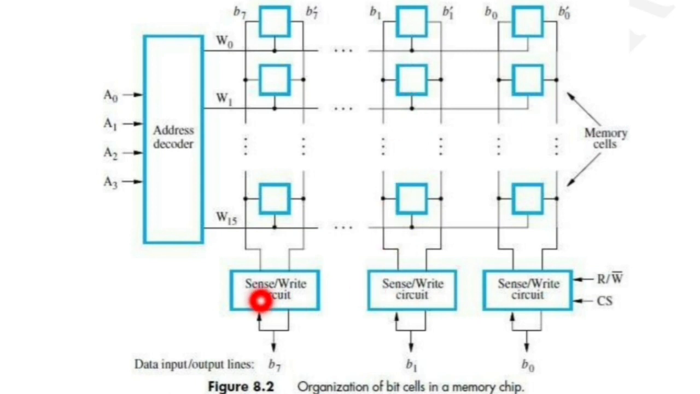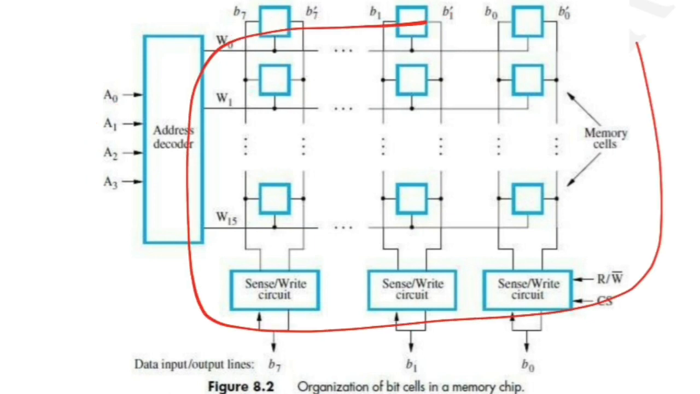Now these are the rows. I'll insert the data from here, from B7 to B1 to B0, all the data will go in, and the read or write operation will happen on each of these cells. Suppose I select the first row by inserting 0 0 0 0, then this row will be selected and the read or write operation will happen on all of these 8 cells.